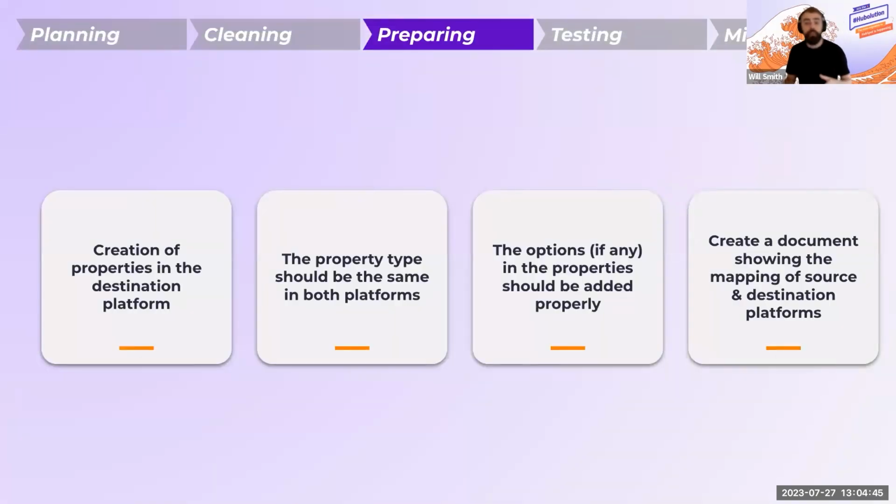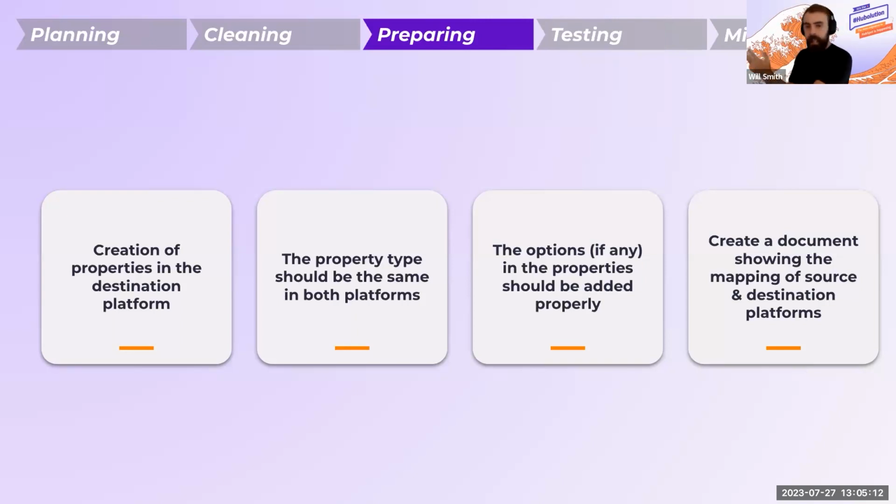You then move on to the preparation stage. So we leave your source, we leave Salesforce, we leave wherever, and we move into HubSpot. What you want to do is make sure that everything aligns, essentially, so it's not speaking a different language when you start to migrate that stuff across. So you want to create the properties in the destination platform, i.e. HubSpot.